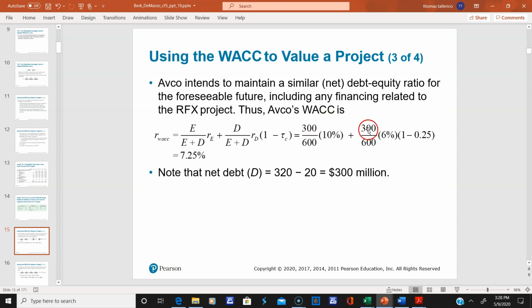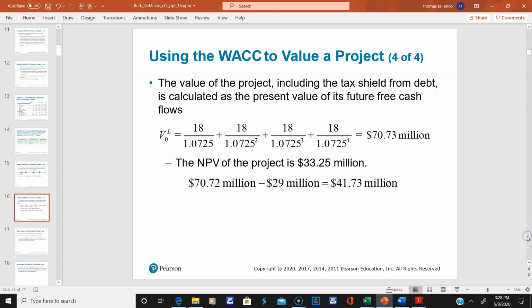So here's the equity, here's the debt, and here's your return on equity and return on debt that's given, and here's your corporate tax rate. So your weighted average cost of capital comes out to 7.25%. Once we got that, now we're almost home free. So here's the cash flows, 18 million, that was given to you in the example. And here is the 7.25%.